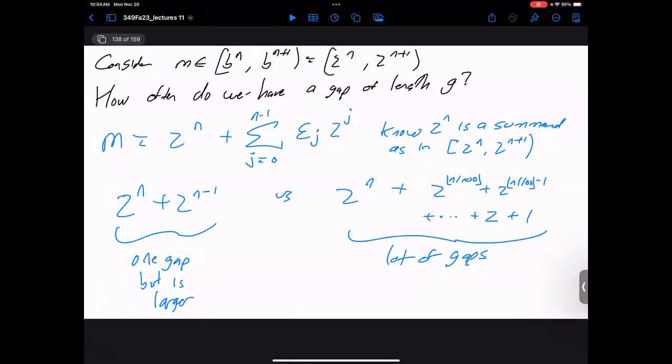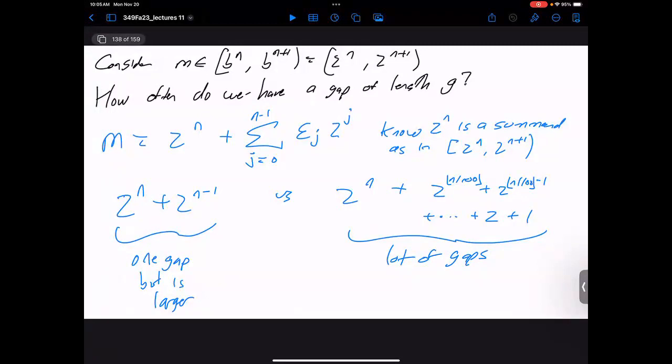So if we're in the interval from 2^n to 2^(n+1), I have to have 2^n as one of my sums. So that's why we know we have to start off with m equals 2^n. And then after that, for all the other powers of 2, we either have them or we don't. And if epsilon_j equals 1, we have 2^j. If it equals 0, then we don't have it.